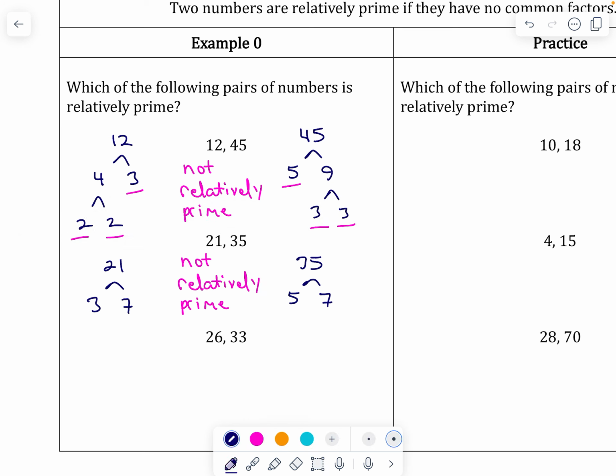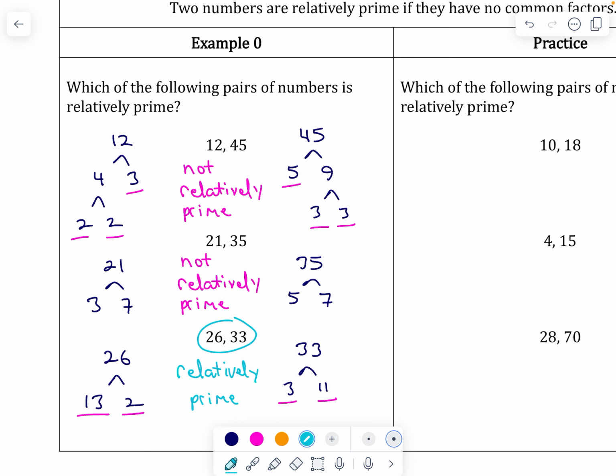One more time, let's do 26, which can be broken down into 13 times 2, and 33, which is 3 times 11. Here we go. They have nothing in common. 13, 2, 3, and 11, no repeats. So 26 and 33 are relatively prime.